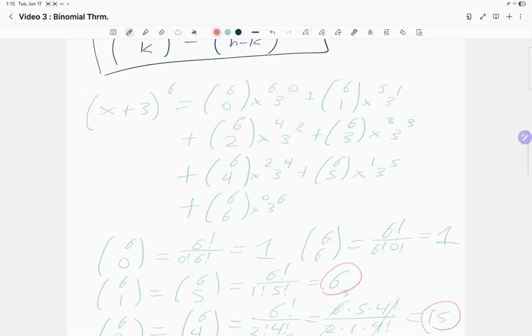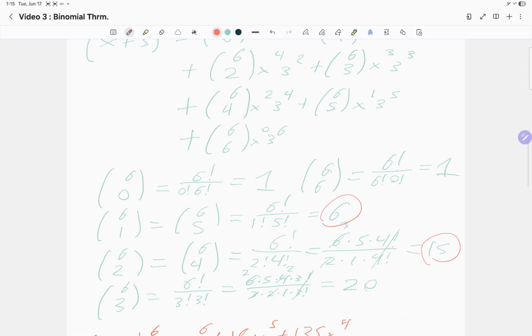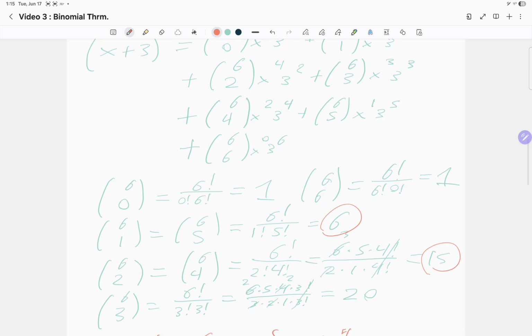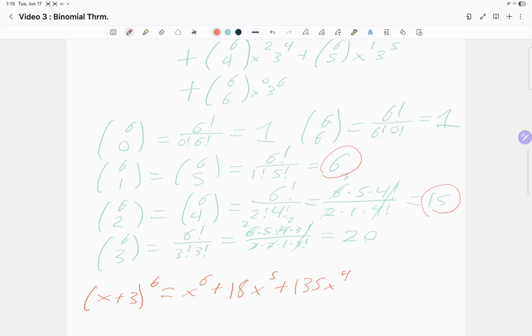I'm afraid I might not be able to do mental math for all these. So next we're going to have 6 choose 3, which is 20, times x cubed, times 3 cubed. 3 cubed is 27, so we have 20 times 27. Okay, I could do that. That's 540. That wasn't so bad.